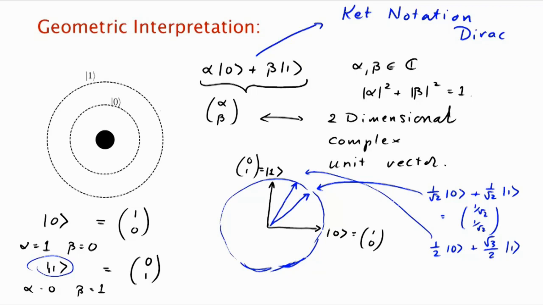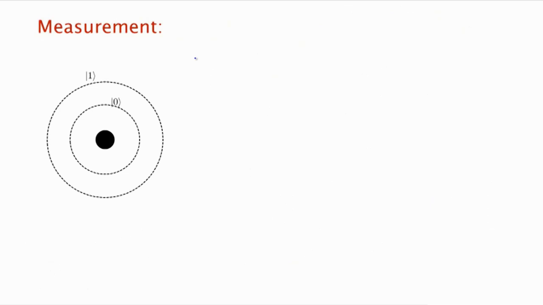Okay, so now that we have this geometric interpretation, let's go back and try to understand what it means to measure this qubit. Here's our picture again. That's the state 0, that's the state 1, ground and excited. Here's the way to write it in usual vector notation. But this is Ket notation.